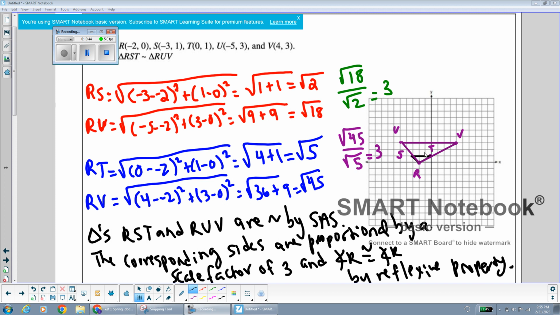Or you can use rise over run. But if you're doing that, you need to make it clear on your paper how you knew that the lines were parallel. You have to say that the slopes are the same. You have to say what the slopes are. You can't just say the lines are parallel because they look parallel. You actually need some calculations on your paper.